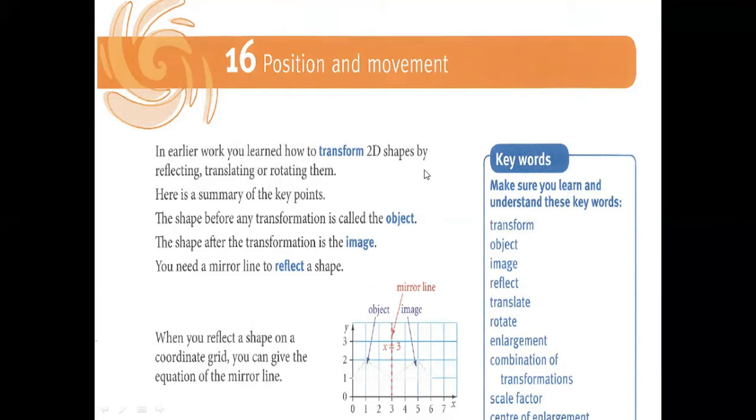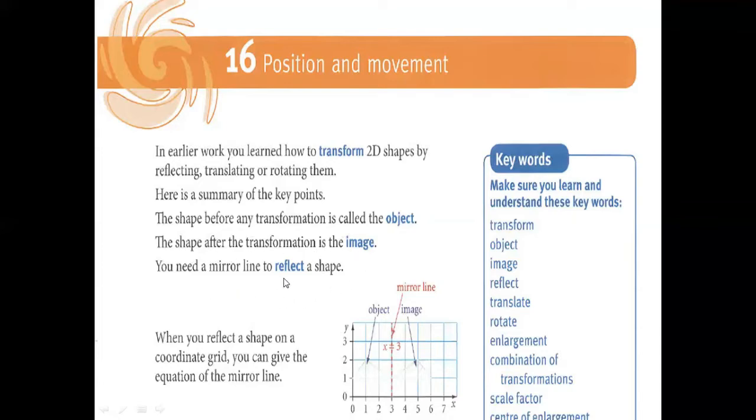It's a 2D shape changed by reflecting, translating, and rotating it. That is called transformation. If you reflect, that is a transform; translating is a transform; and rotating is also one kind of transform. Now these are the summary words. Now, what is image? The shape after transformation is called the image.